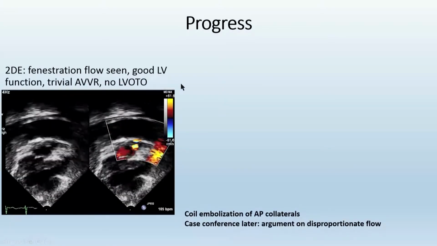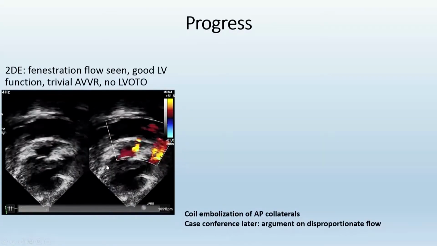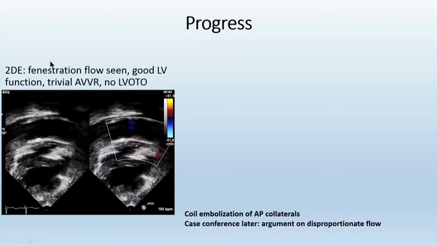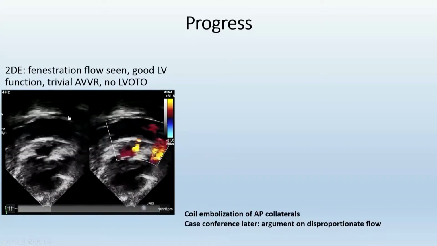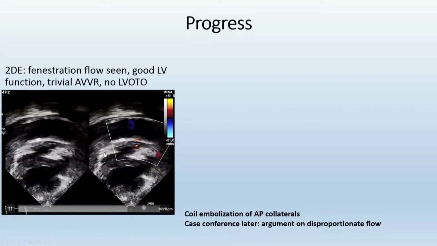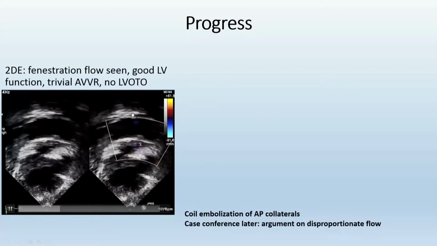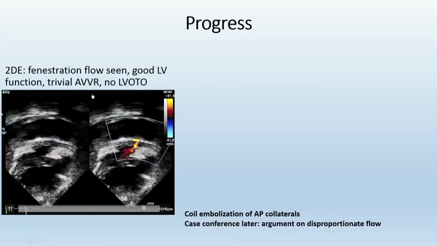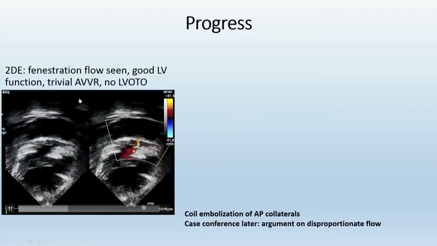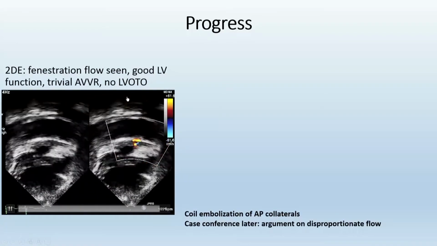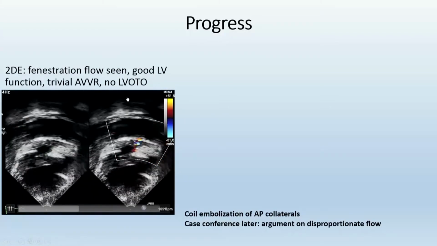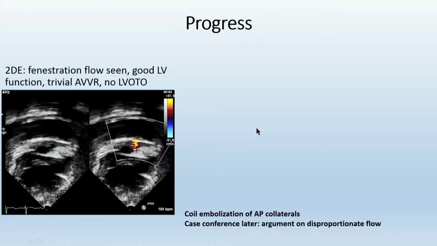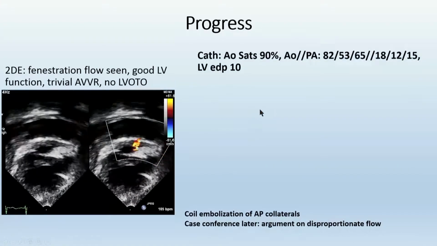So what was the progress of this patient? A few days after that, we noticed that there is some flow restriction at the fenestration level here. However, there is still good LV function, very trivial AV valve regurgitation, and no significant LVOT obstruction. So we decided to bring this patient to the lab.